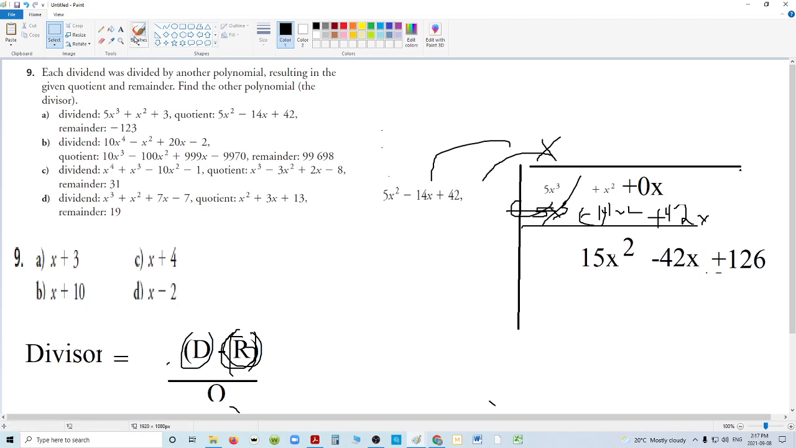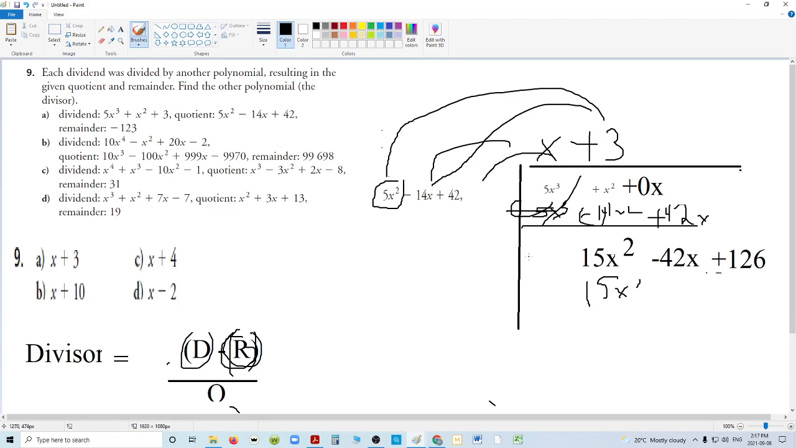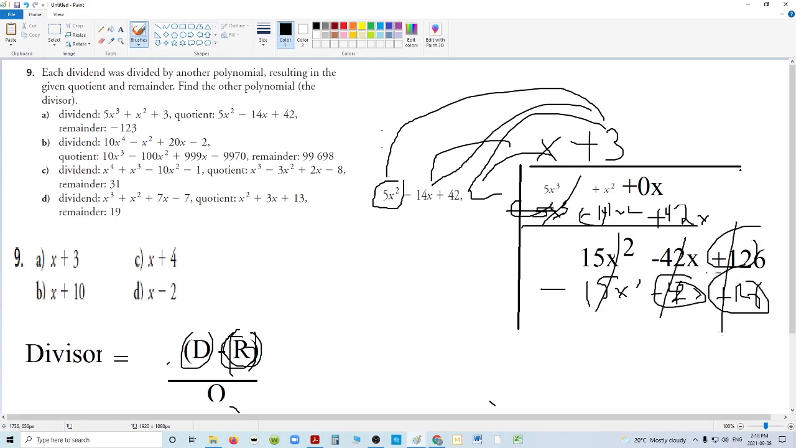There we go. Now I ask myself, how do I turn 5x squared into 15x squared? It looks like it's going to be plus 3. When I multiply the 3 times the 5x squared, I get 15x squared. When I multiply the 3 times minus 14x, I get minus 42x. And when I multiply the 3 times the 42, I get plus 126. When I subtract this, this cancels out. This becomes a minus minus, which is plus, so these cancel out. And 126 minus 126 cancels out.